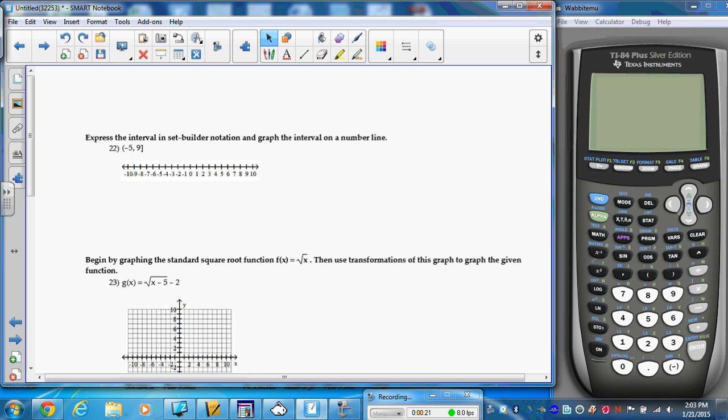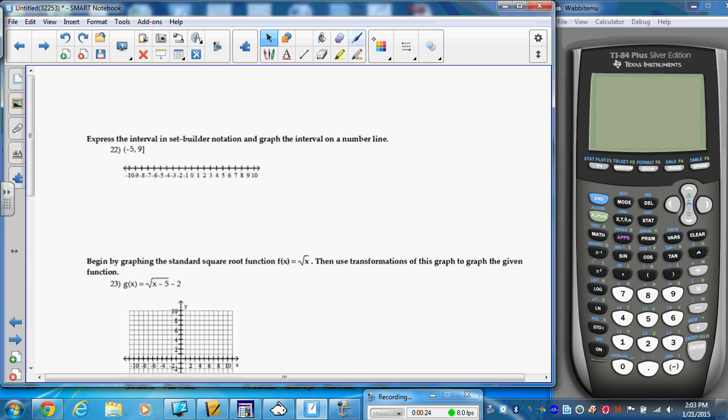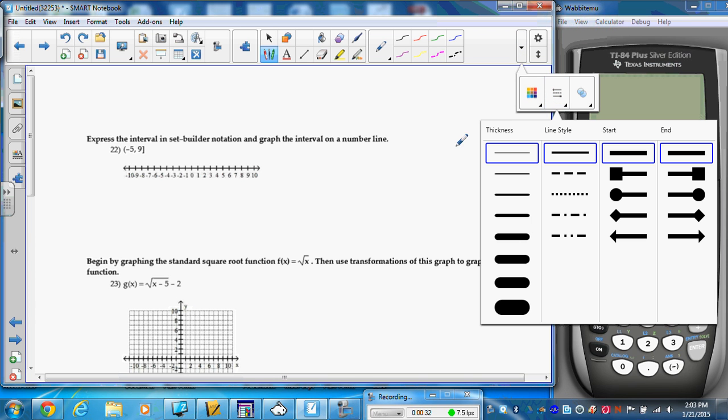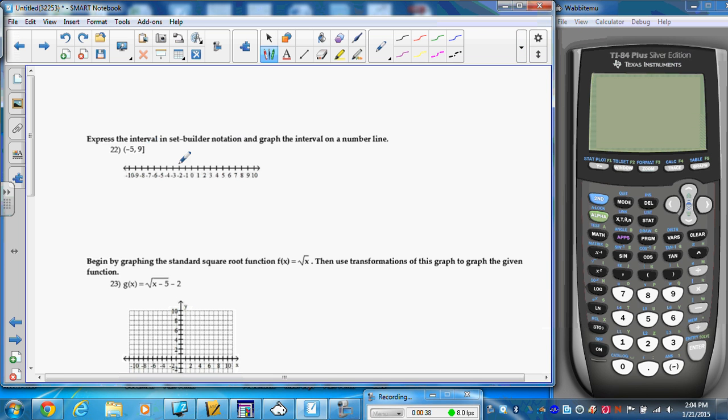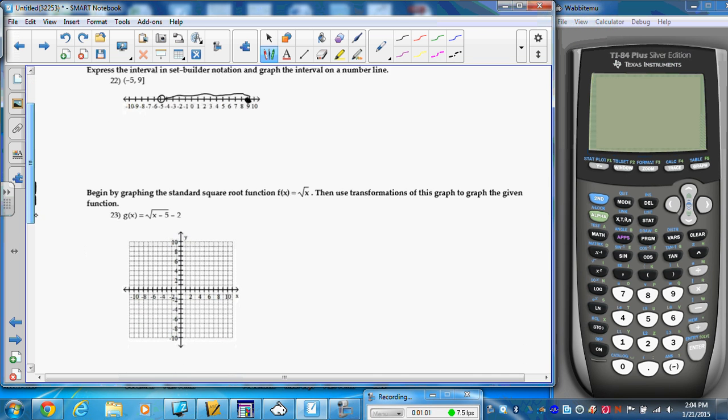So we're going to start with an open circle on -5 and go to a closed circle on 9. So an open circle on negative 5, and we're going to continue through to a closed circle on this one. So there's our graph, open and closed circle. So interval notation was that question.